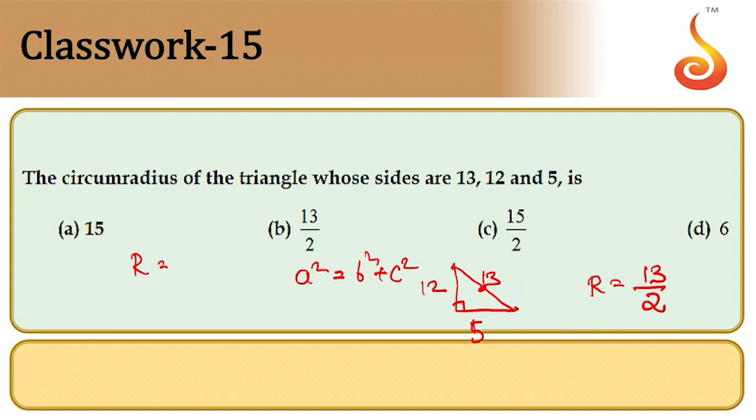You don't have to solve it also. First you have to identify it is a right angle triangle. In a right angle triangle, hypotenuse is always a diameter. So hypotenuse is 13. So radius will be 13 by 2. Option B is correct.